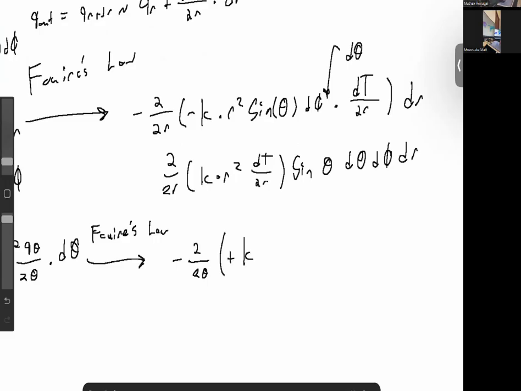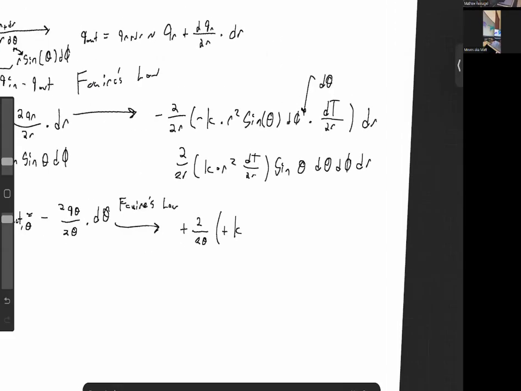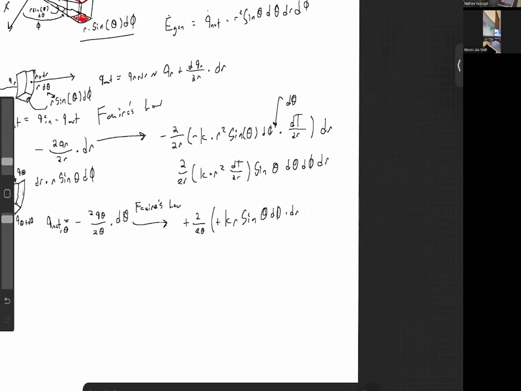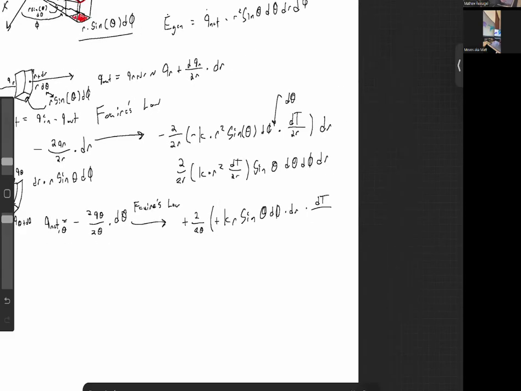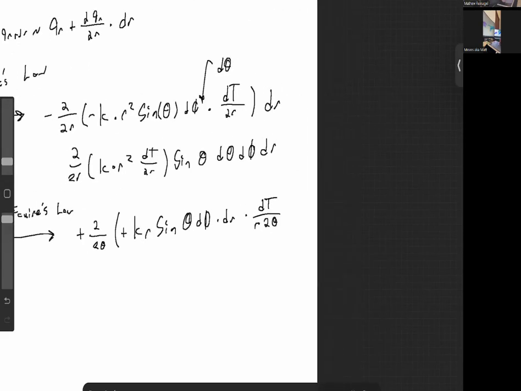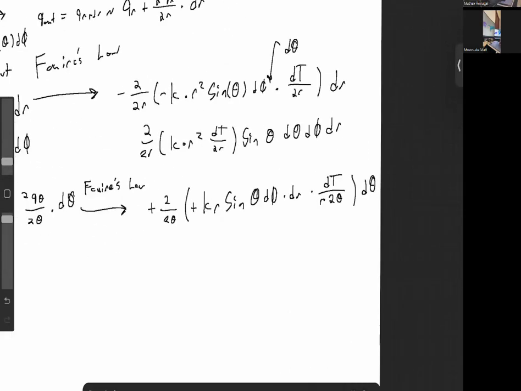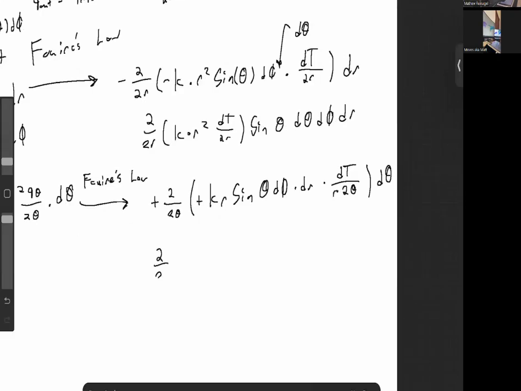Okay, these two turn into positives. And this is going to be multiplied by the area, which in this case we said was r sine of theta dy dr, multiplied by the change in temperature. Again, we're multiplying the change in theta by the radius to convert the radians into a unit of length so that units can cancel out properly. And then this will be multiplied by d theta. So when we simplify this, we get something that looks like d theta multiplied by k.